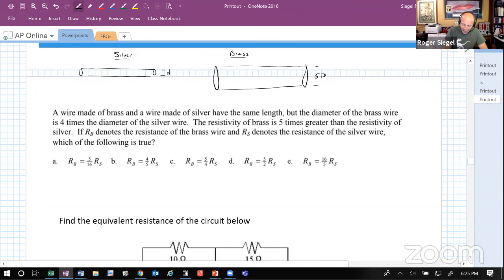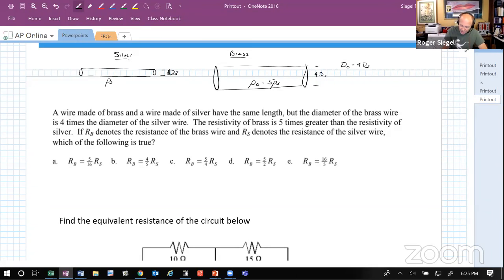Okay, much bigger. And then we know that the resistivity of the silver is very low, and the resistivity of the brass is 5 times the resistivity of the silver, but the diameter of the brass is 4 times. I'm sorry, I said 5 here, and that was wrong. I'm confounding my changes. It's 4 times the diameter. So this is going to be 4d, or 4d, we'll put it over here as well. Okay, so this one's much thicker, but they're the same length.